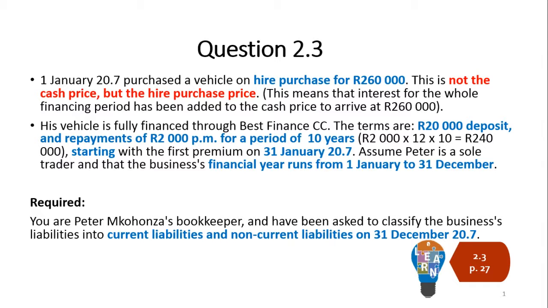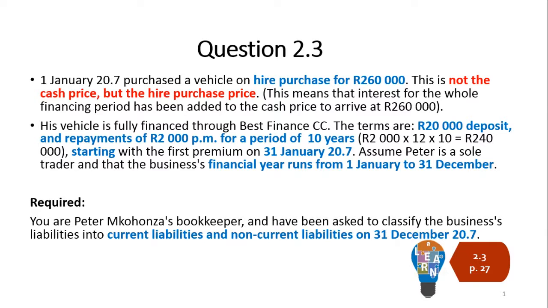They told you that on 1 January you purchased the vehicle on hire purchase for 260,000. I've highlighted in red what you should have read. Hire purchase is not a cash price, but a hire purchase price. What that in essence means is that a component of it is your capital amount, your cash price, plus the interest that you pay on borrowing that money from your vehicle manufacturer, or wherever you purchased it from, or from the bank if you finance it through the bank. So the interest component is what you pay on the money you've borrowed in order to buy this car.